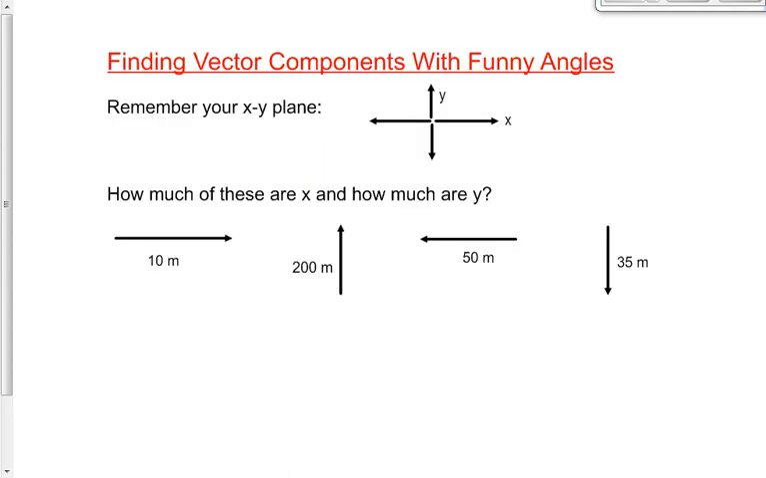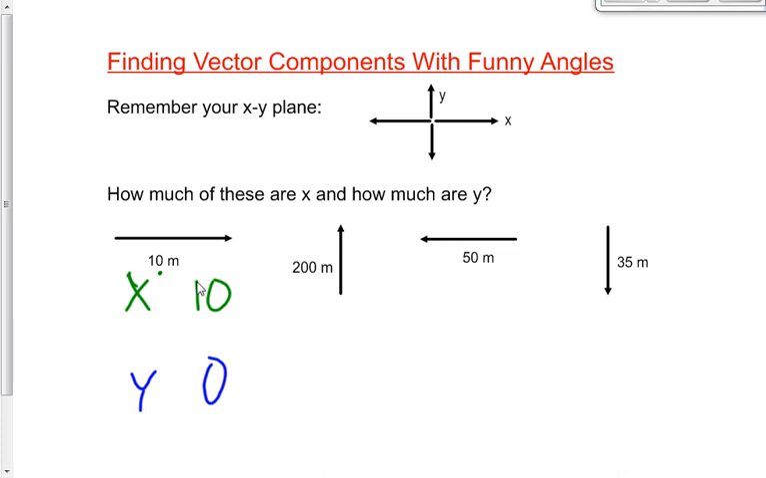Well, let's start off by just recognizing the x and y components once again of straight, horizontal, and vertical vectors. What's the x component of this? How much of this is x? What's the x component of the 10 meters? Bailey? 10 meters. Good. All of it is. How much is y component? 0.